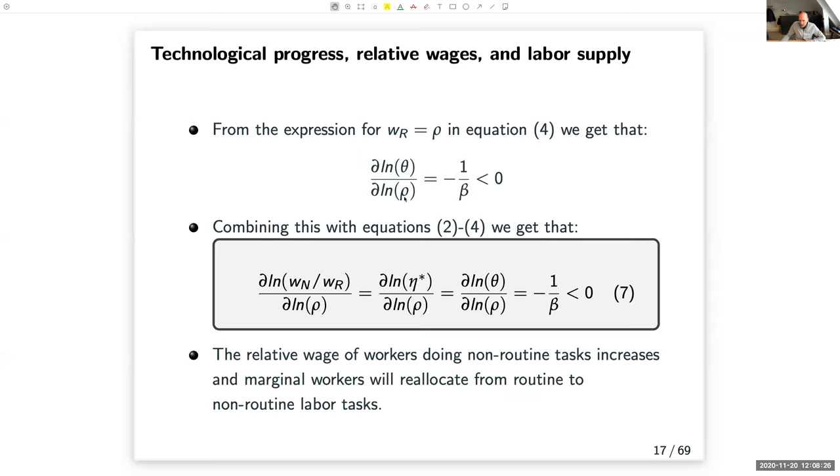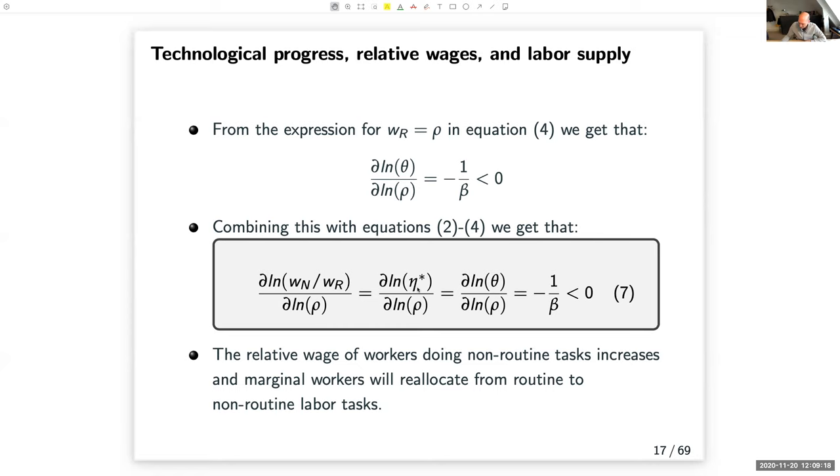And of course, what this is saying is basically that if the price of computer falls, then there's capital accumulation in the economy. So you're going to increase C. At the same time, you're going to reduce LR because they're perfect substitutes. But the total amount of routine tasks relative to non-routine labor tasks is increasing. That's what this negative sign here is saying, and you can even quantify that: it's going to be minus 1 over beta. Okay, so what you can also compute is an expression for the change in the log of WN over WR if the price of computers is falling. Remember that WN over WR is just equal to eta star.